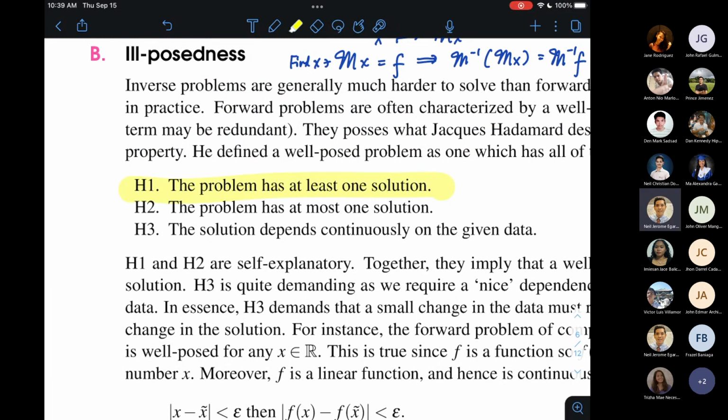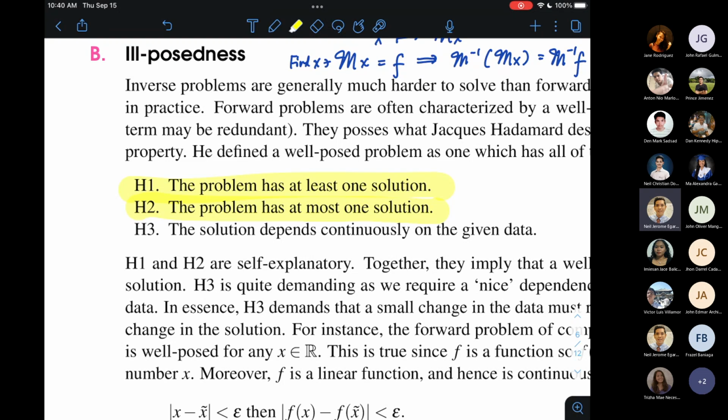Second, the problem has at most one solution, o yung uniqueness ng solution. Kasi kapag ang isang problem ay maraming posibleng solutions, how do you distinguish one solution from the other? How do you select one solution over the other available solutions? So yun yung isa pang problema. Kasi gusto natin sa well-posedness, madali siyang hanapan ng solution. At kapag marami kang options or maraming possible solutions, then how do you pick which of them to choose, right? So kaya gusto natin H2, the problem has at most one solution.